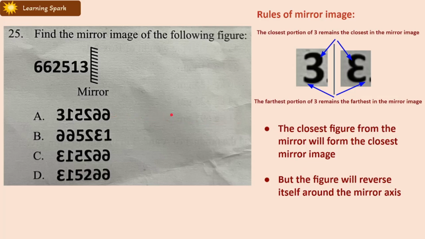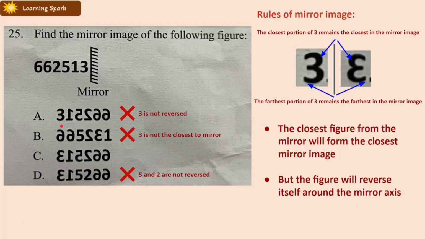Let's see option A. In option A, we see that the first 3 is not reversed. This 3 and this 3 are exactly the same, which is not possible in the mirror image. So this is not the answer. Second one, 3 is not closest to the mirror. We know that this 3 is closest to the mirror, so in the mirror image also 3 has to be the closest one. But here 3 is not the closest one. So this is not the answer.